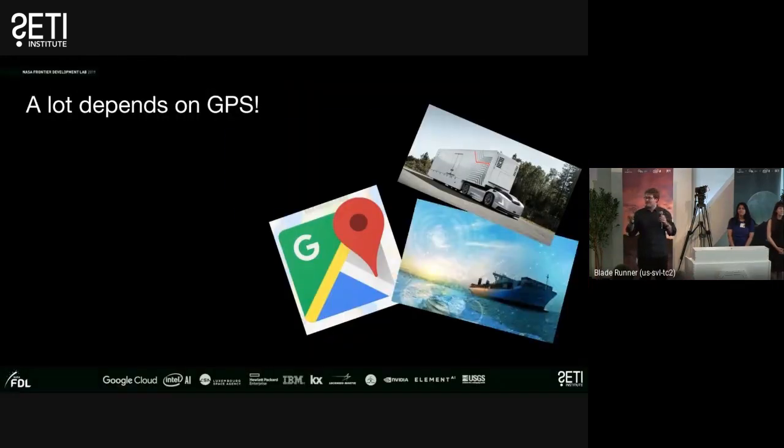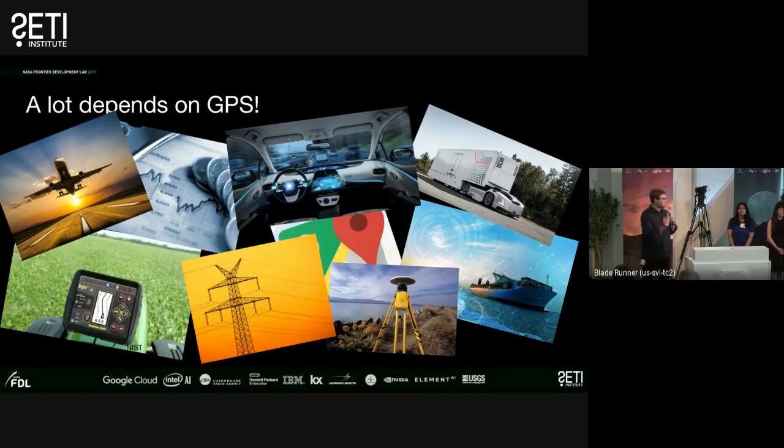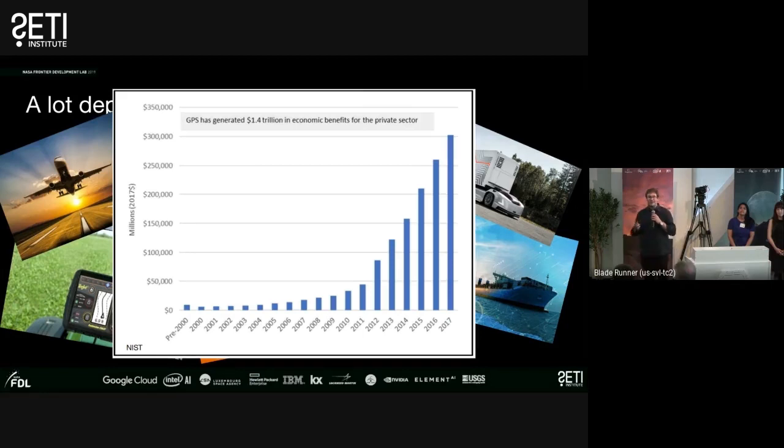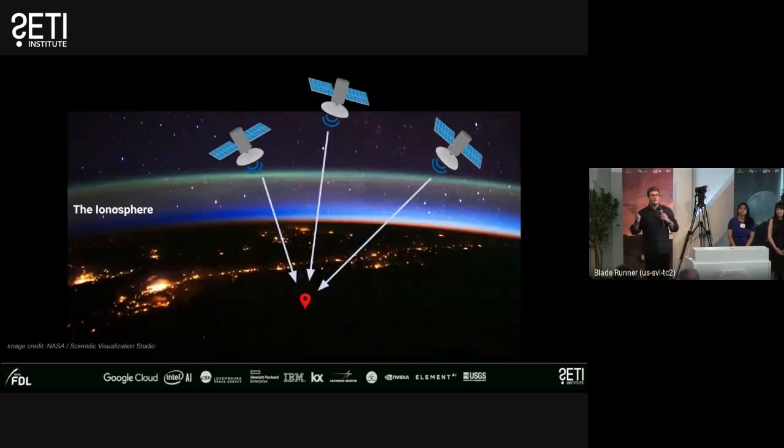Now, GPS is everywhere, from Google Maps to autonomous vehicles to trading to aviation. A lot of applications rely on accurate location and timing from the global positioning system. Over the course of 20 years, $1.4 trillion of economic benefits have been added to the private sector because of GPS. But how does this machine actually work? The GPS receivers in your phones communicate through radio signals with satellites about 20,000 kilometers above the Earth's surface. These signals get transmitted through the Earth's atmosphere and pass through a layer made up of charged particles, the ionosphere.